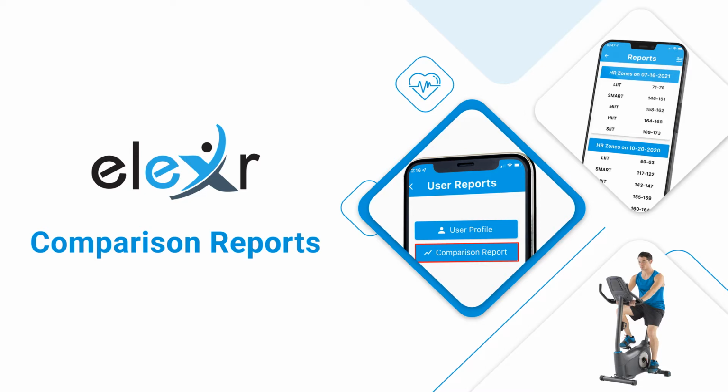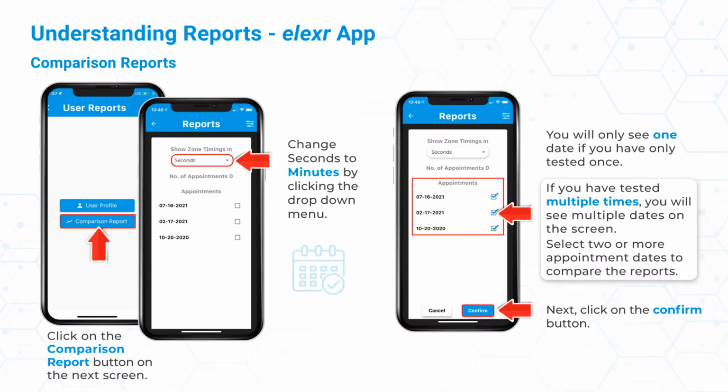elexr, Comparison Reports. Click on the Comparison Report button on the next screen. Change seconds to minutes by clicking on the drop-down menu. You will only see one date if you have only tested once. If you have tested multiple times, you will see multiple dates on this screen. Select 2 or more appointment dates to compare the reports. Next, click on the Confirm button.